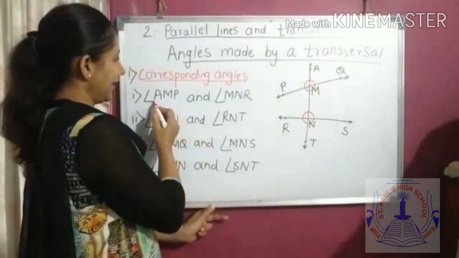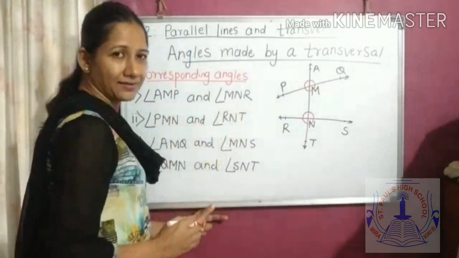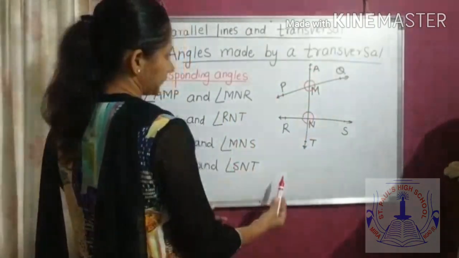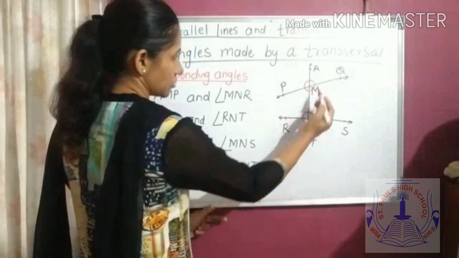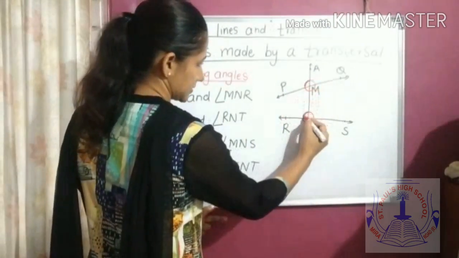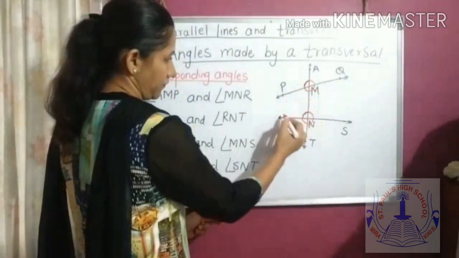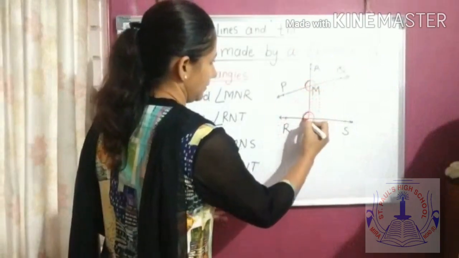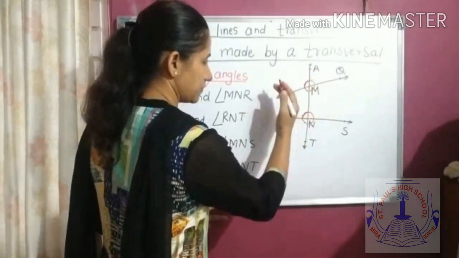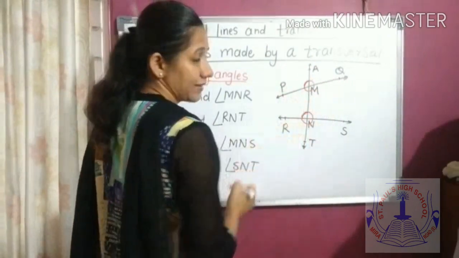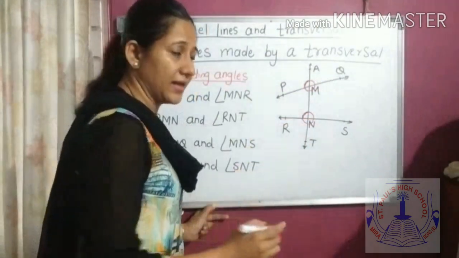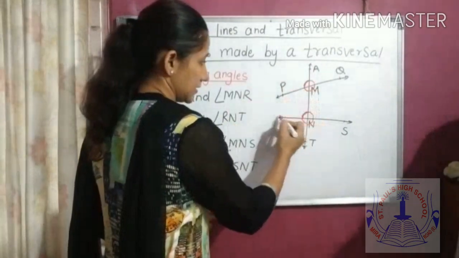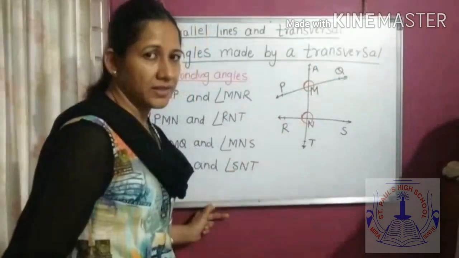Here if you see angle AMP and angle MNR, it's one of the pairs of corresponding angles. So angle AMP here and angle MNR, this one and this, is one of the pairs of corresponding angles. Is that clear? In this pair, the arm of the transversal is on the same side, and the other arm of the angle is also on the same side. So these angles are forming a corresponding pair.